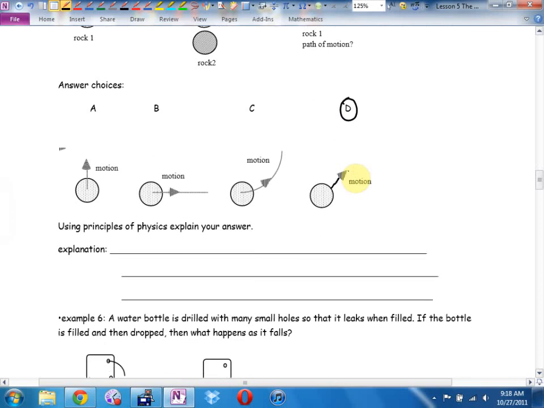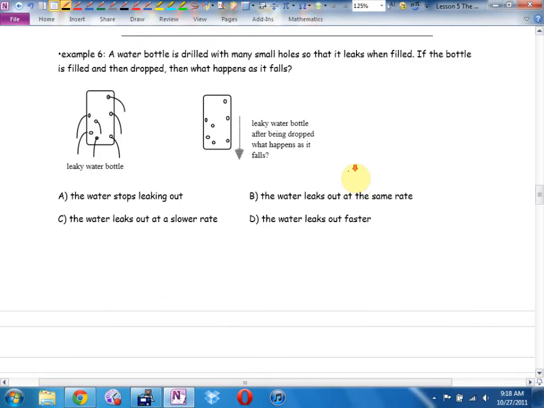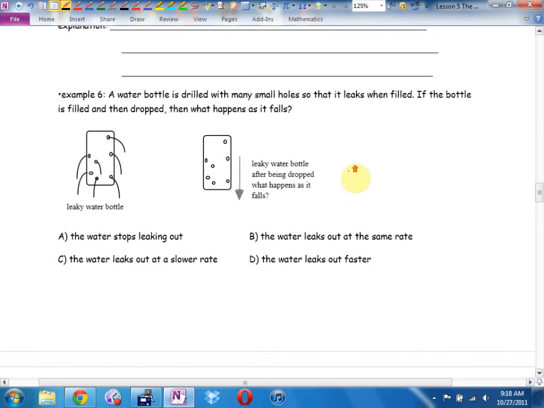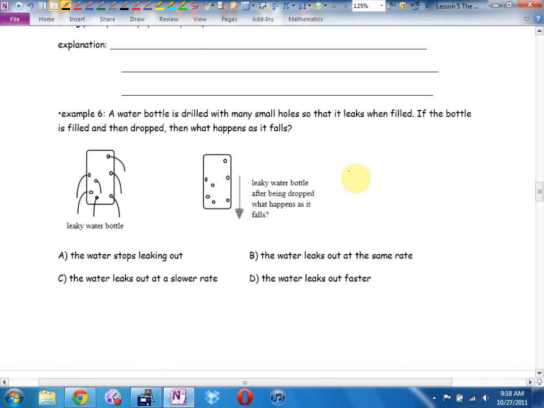Example 6. A water bottle is drilled with many small holes so that it leaks when it's filled. If I fill this water bottle with water and I drop it, while it's in free fall, what happens? A, the water stops leaking out. B, the water leaks out at a slower rate. C, the water leaks out at the same rate, or D, the water leaks out faster.